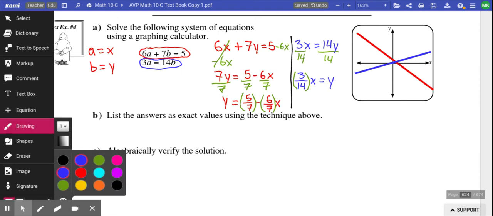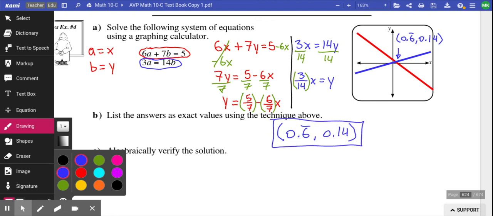You would have found that these two things cross each other right there at 0.6 repeated, comma, 0.14. So my answer would be 0.6 repeated, comma, 0.14. That's if I round it. If you want to write those as fractions, 0.6, you might just know, is 2 over 3. But the 0.14285714, if you wanted to try to change that into a fraction, you just go back to your regular home screen and you type that number in.